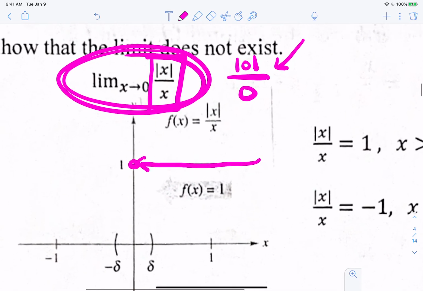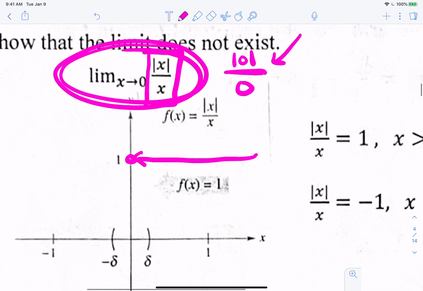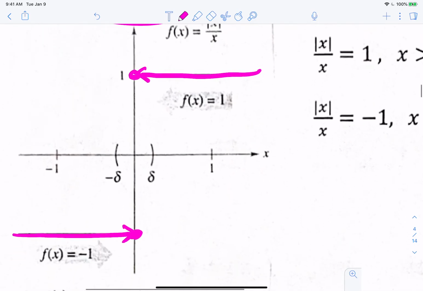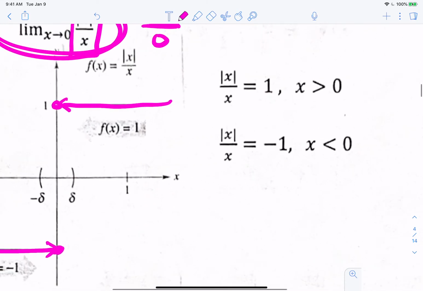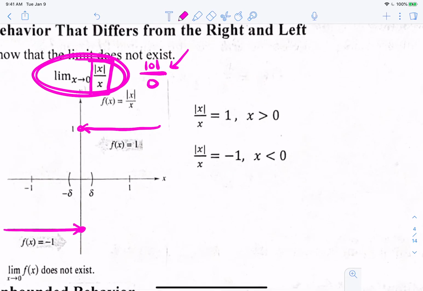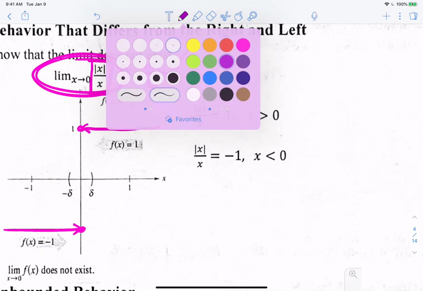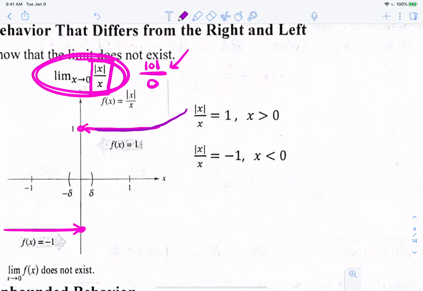So what I do is I look for the limit as it's approaching 0, so the x coordinate of 0. And looking from the right side on this graph, as I'm coming in from the right side, it's approaching a y coordinate of 1, right? I have a question. And it's coming in from the left side, approaching a y coordinate of -1.